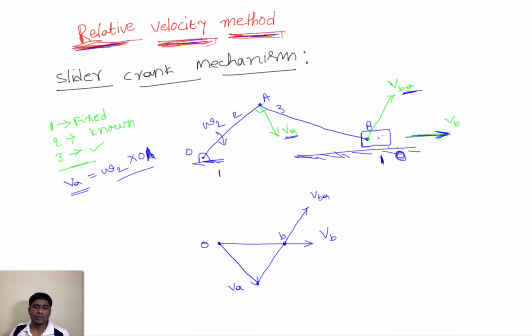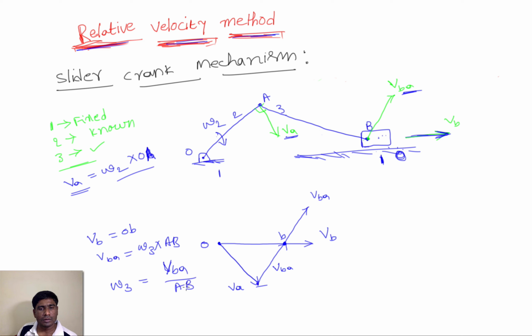So this is the point, and this is VBA at this position, and from this triangle we can calculate VB. VB equals the length of Ob, and VBA, from this triangle, is the length ab; by measuring this and this we can calculate it. That is omega 3 into AB. So if you need to find omega 3, that is VBA by AB.